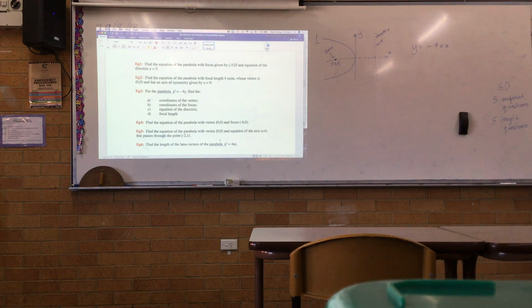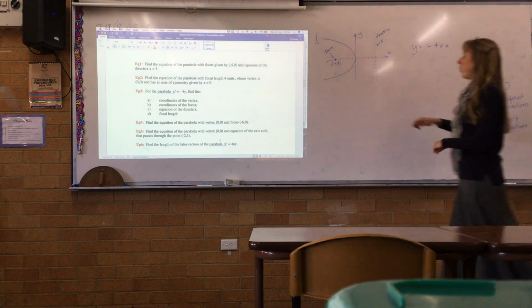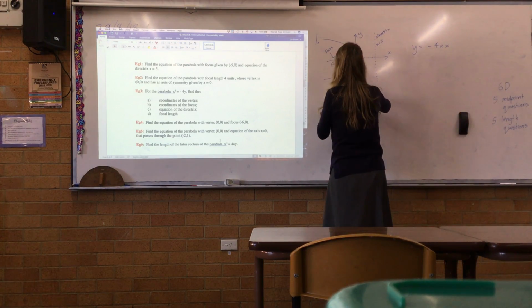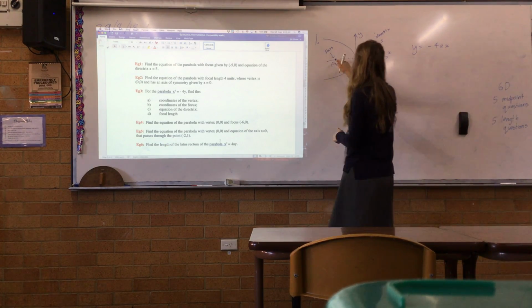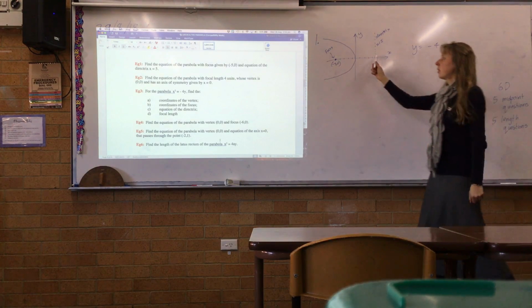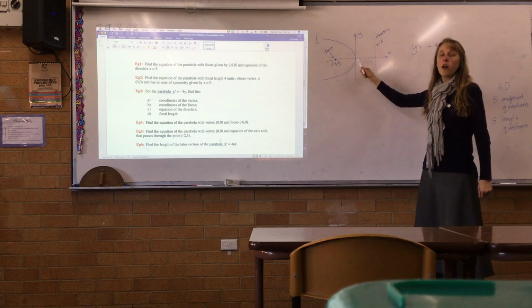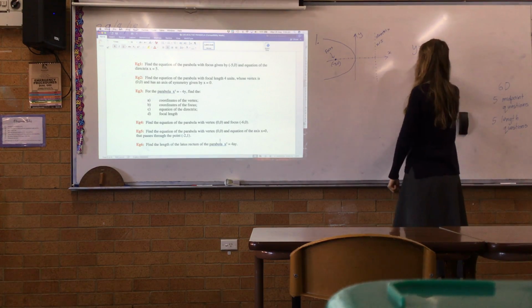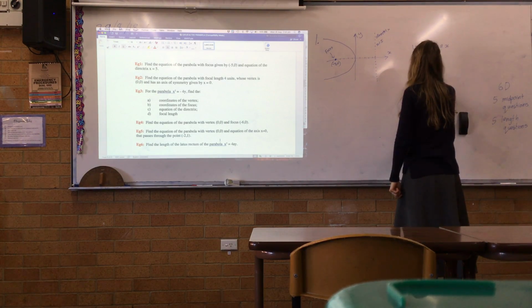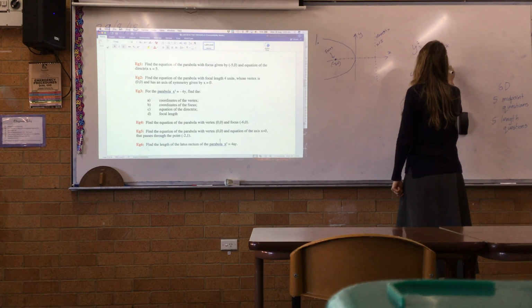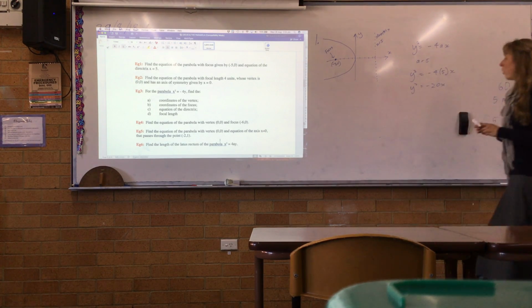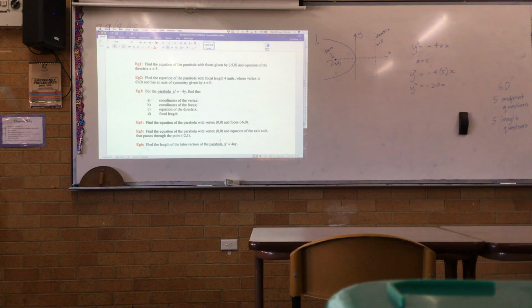Do we know what a is? Yes, because a is the focal length, and we can notice that the focus and the directrix are both how many units away from the vertex? 5, so a equals 5. We just sub it in. y squared, that should have been, by the way. y squared equals negative 4 times 5, x. y squared equals negative 20x, and we have worked the equation out already.